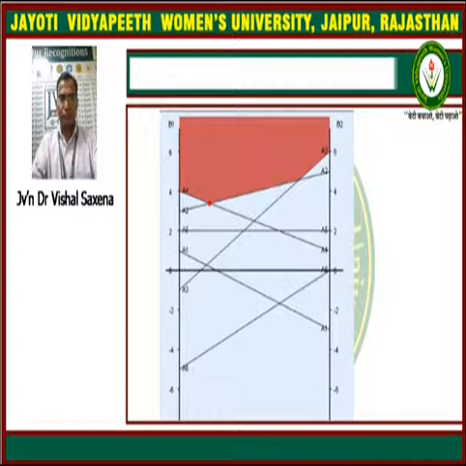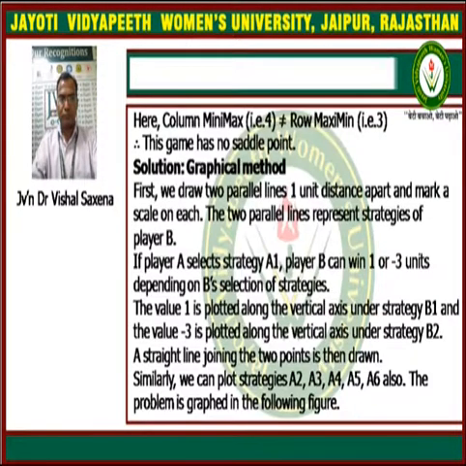Now we can see B1 and B2, the two parallel lines, drawn 1 unit distance apart. Suppose the distance between the two parallel lines B1 and B2 is 1 unit. So first we draw the two parallel lines 1 unit apart and mark a scale on each.